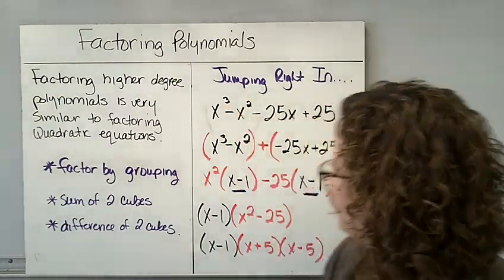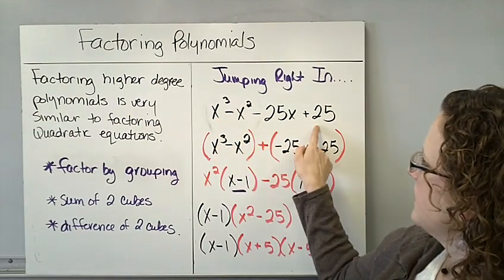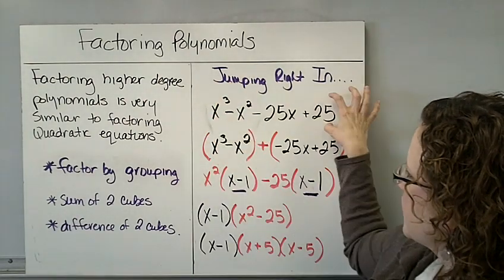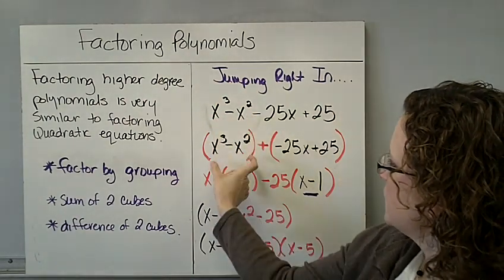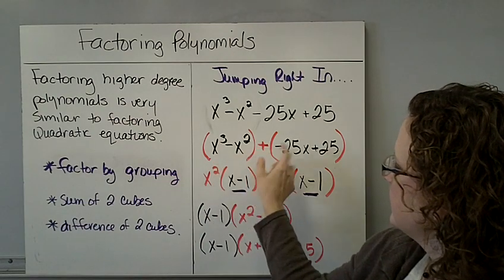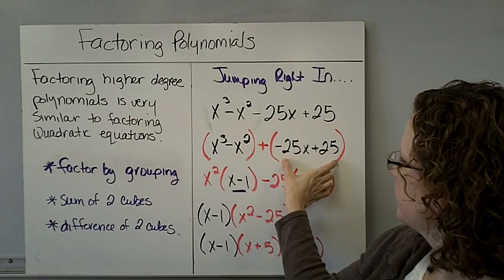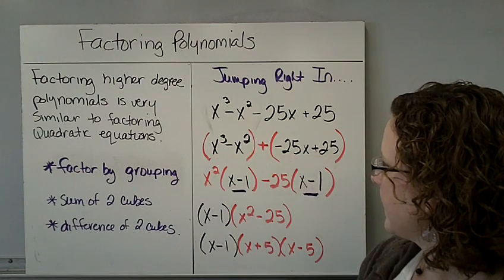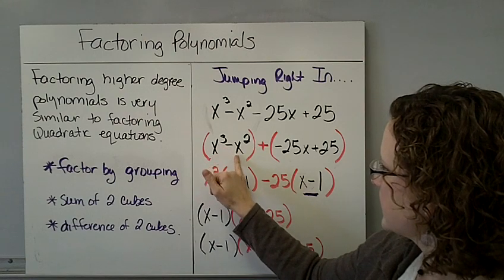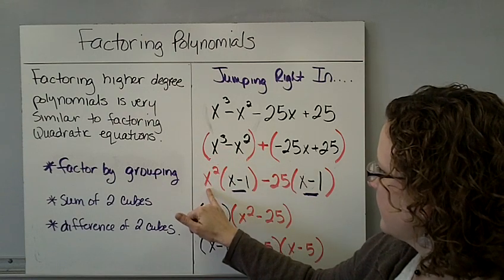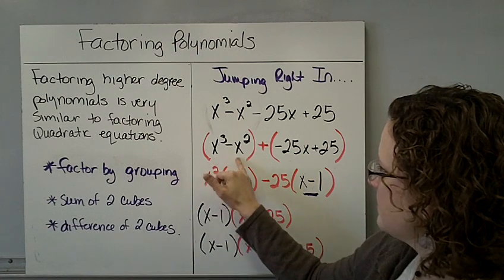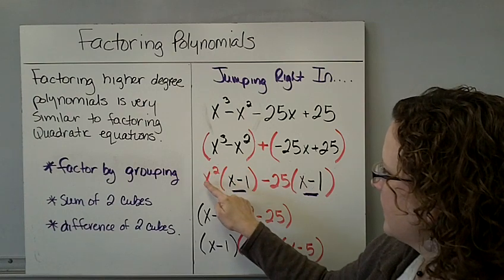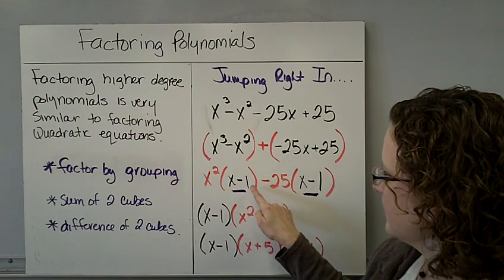Jumping right in. Okay, I have a higher order polynomial. This one is called factoring by grouping. We take that higher order polynomial and group the first two terms together plus the second two terms together. We look at each group and find the GCF. So between x cubed minus x squared, the GCF is x squared. If I take an x squared out of just this binomial, I get x minus 1. If I distributed that back, I'd get x cubed minus x squared. Same thing.